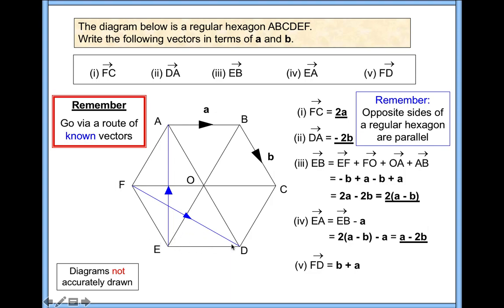Now what about vector ED? Side ED and side AB of the regular hexagon ABCDEF are parallel. So if vector AB is described using A, then vector ED can also be described as A. So vector FD, which I have shown with the blue arrow, going via the known route, will be FE plus ED, that is B plus A. Okay students, now go to the next question.